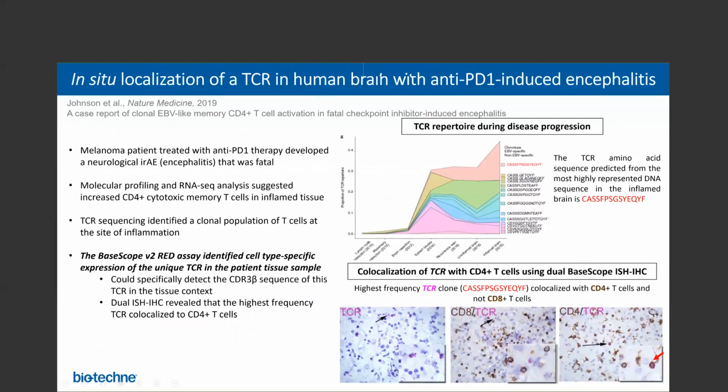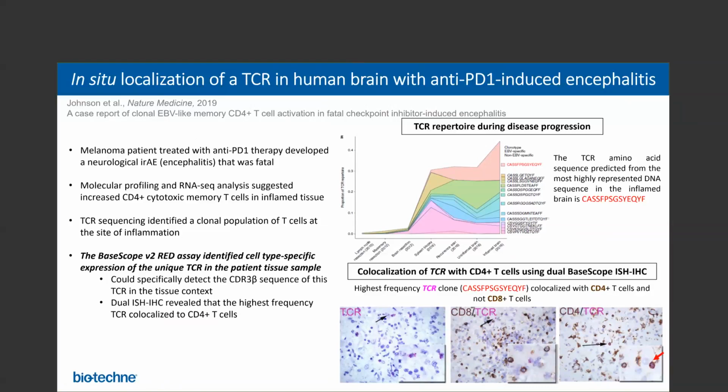In this particular example, this is a paper that was published last year by the Bauko lab showing the use of the BaseScope assay in detecting a specific population of T cells. In this example, a patient was being treated for melanoma using anti-PD-1 therapy, and the patient responded really well to the therapy until they developed some adverse events related to the anti-PD-1 therapy, and this induced encephalitis. Ultimately, this encephalitis was fatal for the patient.